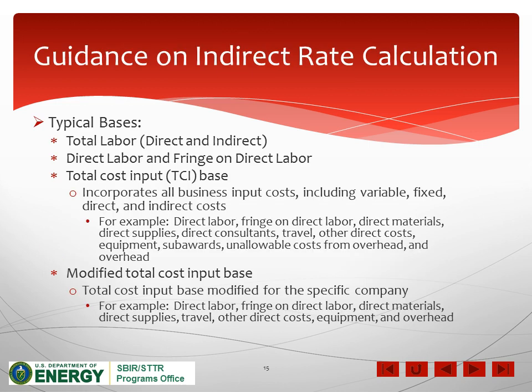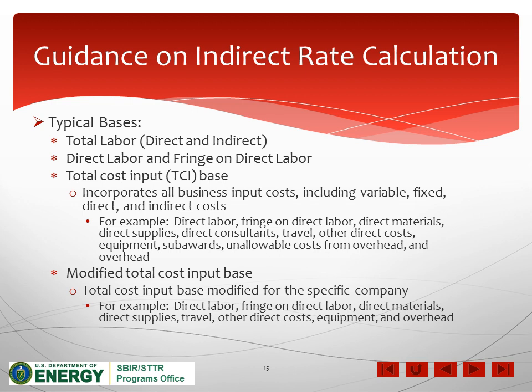So you may be asking, what is an equitable base? The next few slides will discuss typical allocation bases and how to allocate costs. The most common bases that DOE sees are total labor, including direct and indirect labor. We typically see this base utilized for fringe benefit costs. This is because the types of costs included in the fringe benefits pool benefit the total labor cost.